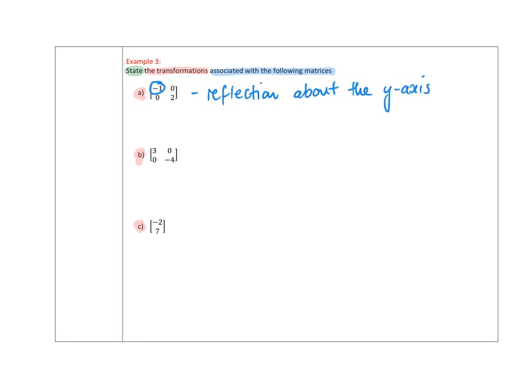We can also see that there's a 2 down the bottom right-hand corner, so that's going to affect all the y values, which would imply that there's been a dilation of factor 2 from the x-axis.